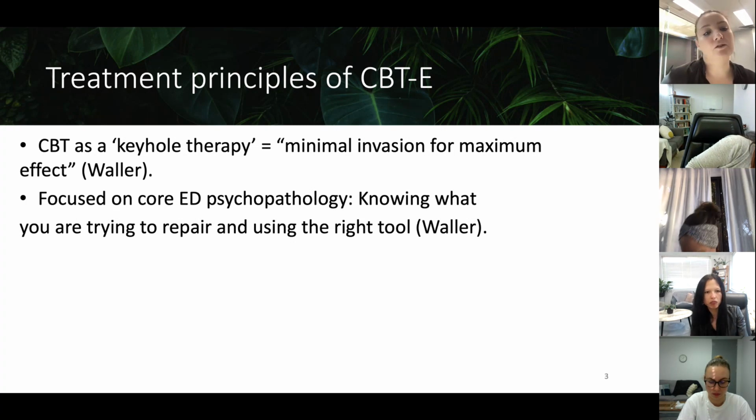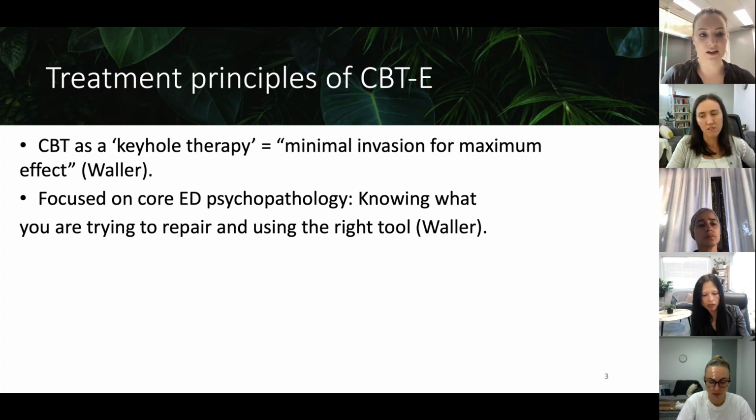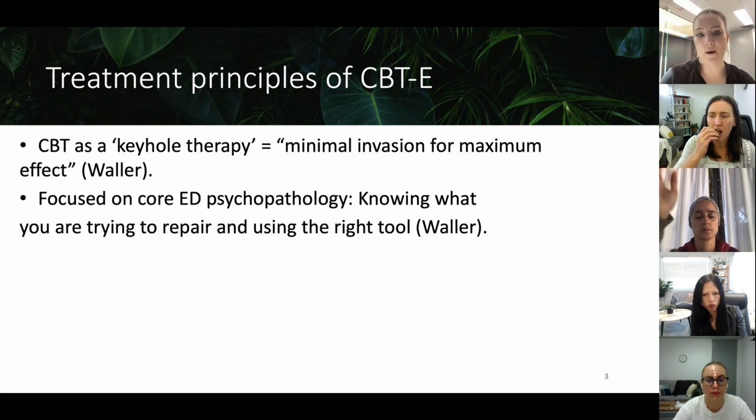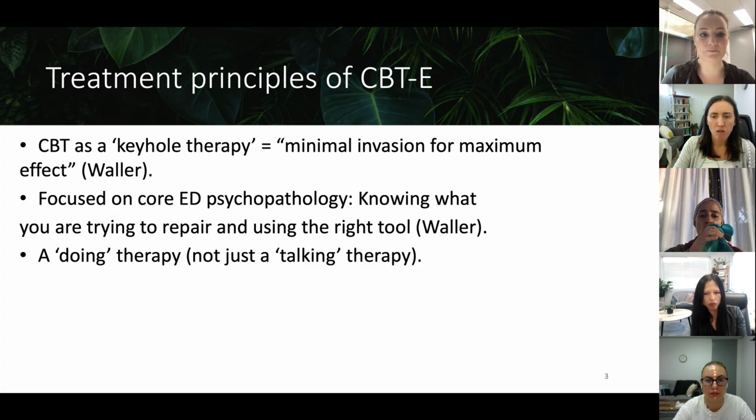Waller also describes CBT-E as really focusing on that core psychopathology, knowing exactly what it is that you're trying to repair. So in particular, faulty cognitions and assumptions around eating and weight, and then also having the right tool at the right time to address the problem.